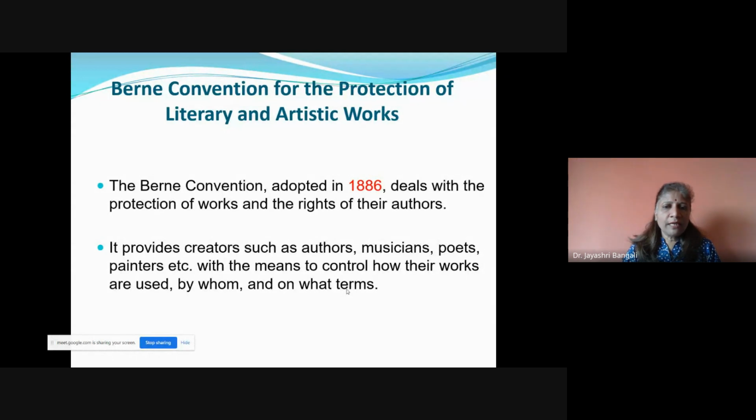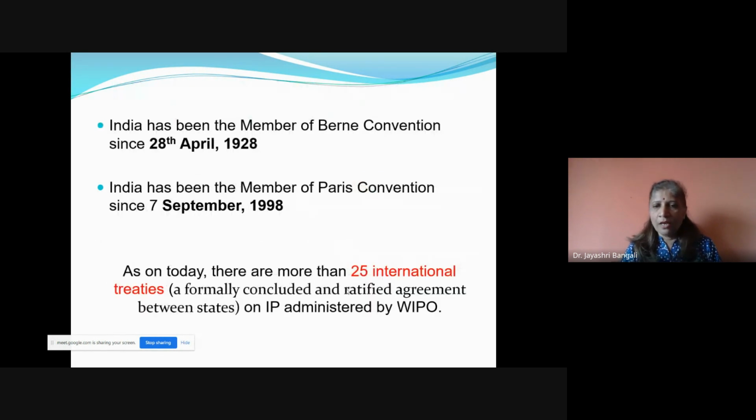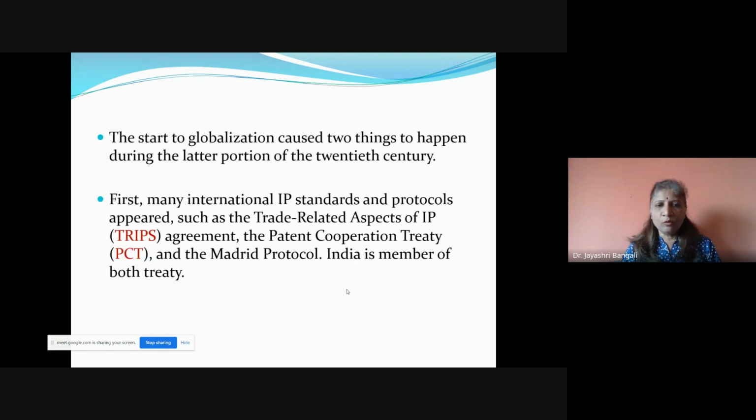The second one is the Berne Convention. This was adopted in 1886, and it is for the authors, musicians, poets, painters. It basically deals with the protection of works and the rights of their authors. So copyright is actually under this Berne Convention. India has been a member of the Berne Convention from 1928, and the Paris Convention, we have signed the agreement in 1998. So more than 30 international treaties are there, and these are administered by the WIPO.